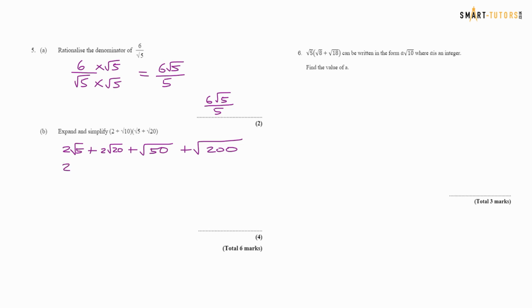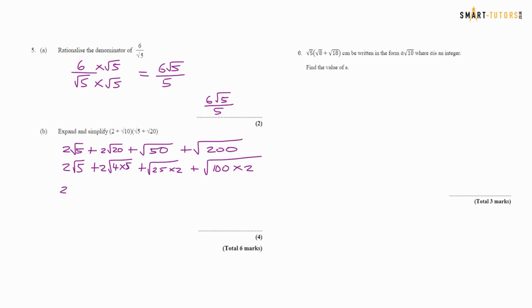So now I'm going to simplify this one. 2 root 5 plus 2 square root of 20, which can be written as 4 times 5. Always look for a square number. 4 is a square number. A square number times a number which is not a square number. It can be a prime number, it can be anything, but it cannot have a pair. So now the next number, root 50, my nearest square number is 25 times 2. And plus root 200, my nearest square number is 100 times 2.